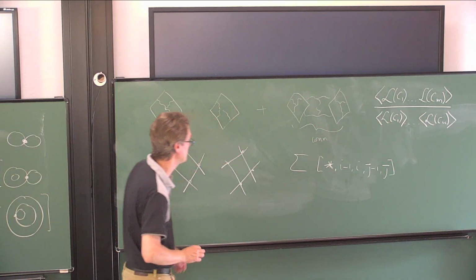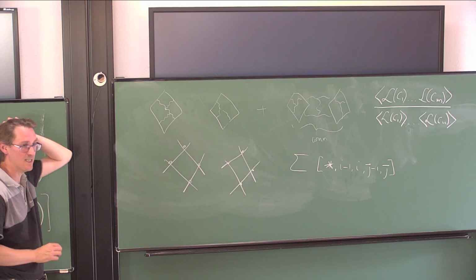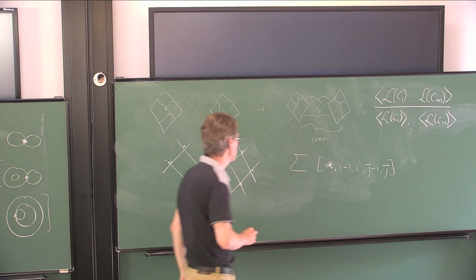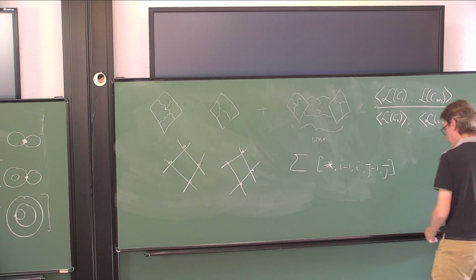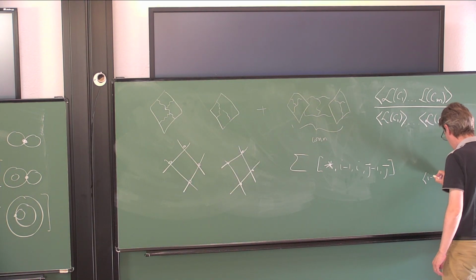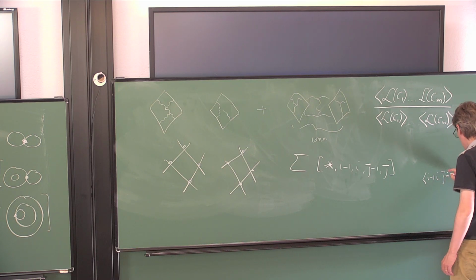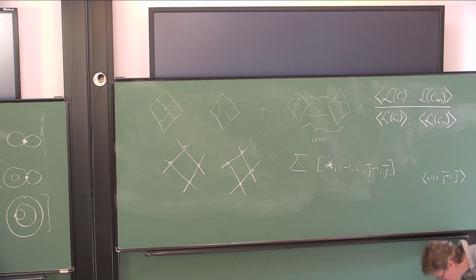You could look at this object just as a starter and ask where are its singularities. So the physical poles are all of the form I minus 1, I, J minus 1, J bar minus 1, J bar. Bar means you're on the other loop. Physical poles are of that form.